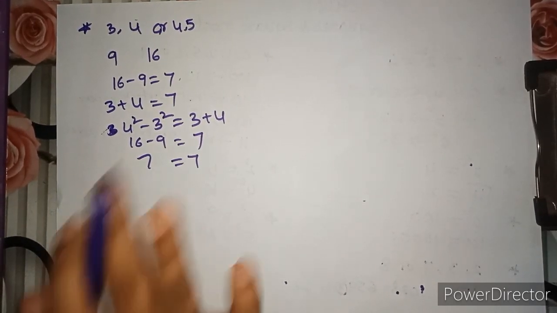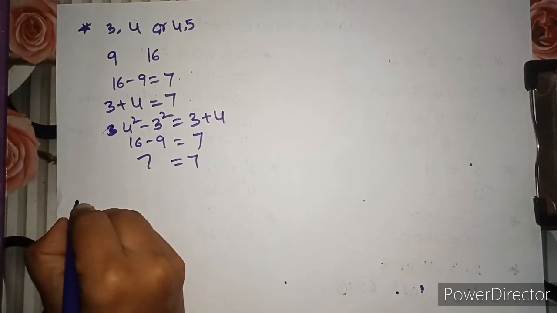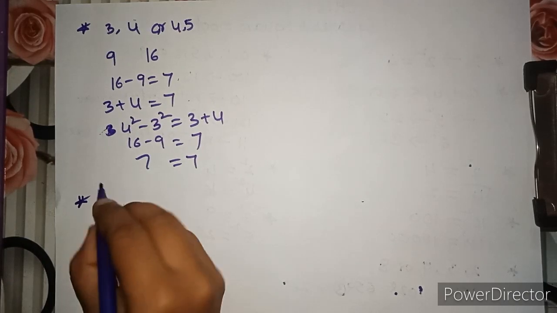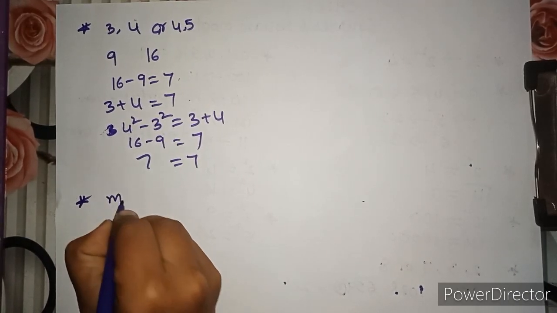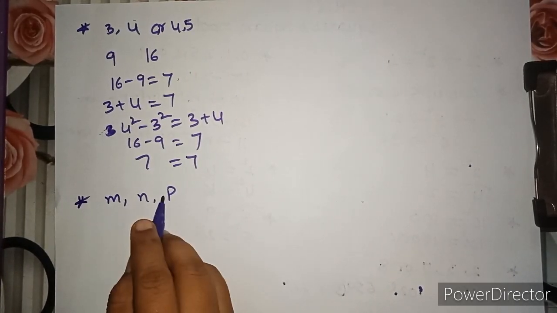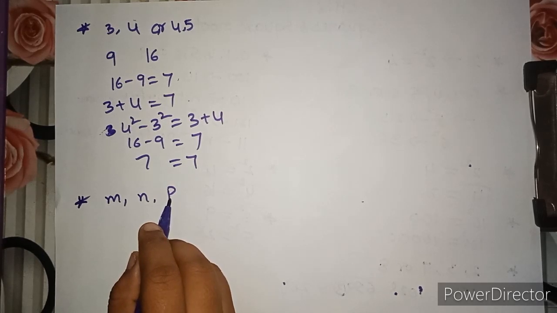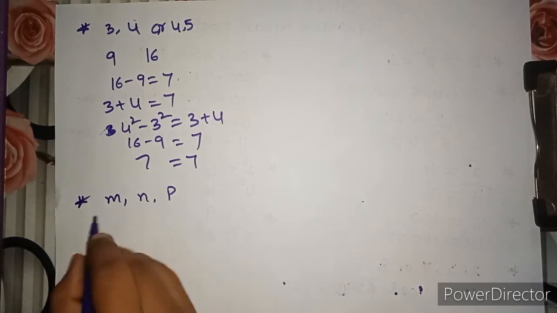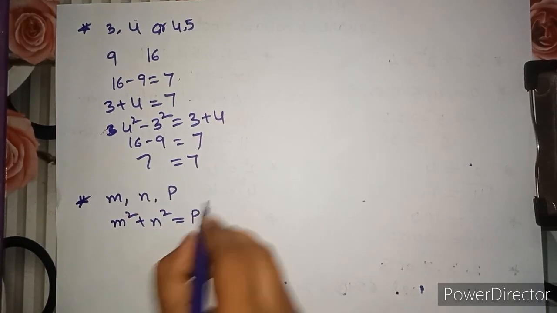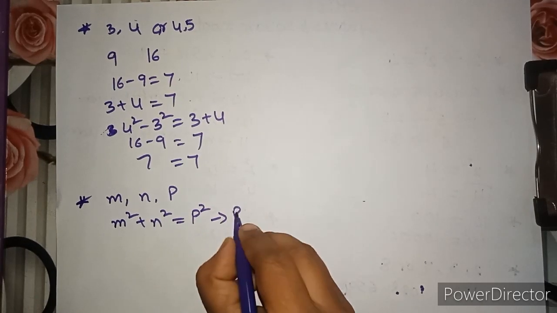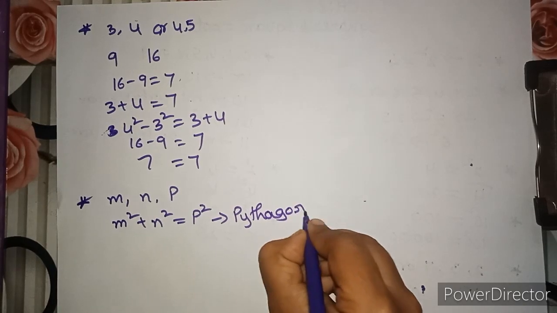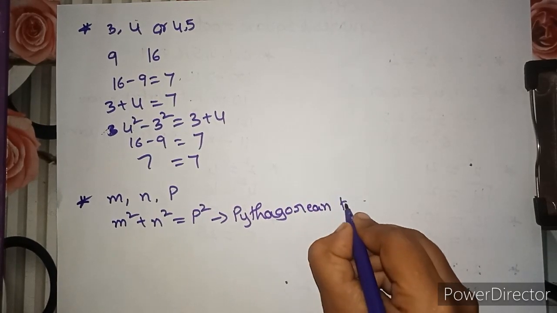This is also a property of squares and square roots. Next, a triplet means 3 numbers, for example m, n, p. Three natural numbers are called a Pythagorean triplet if they satisfy m squared plus n squared is equal to p squared.